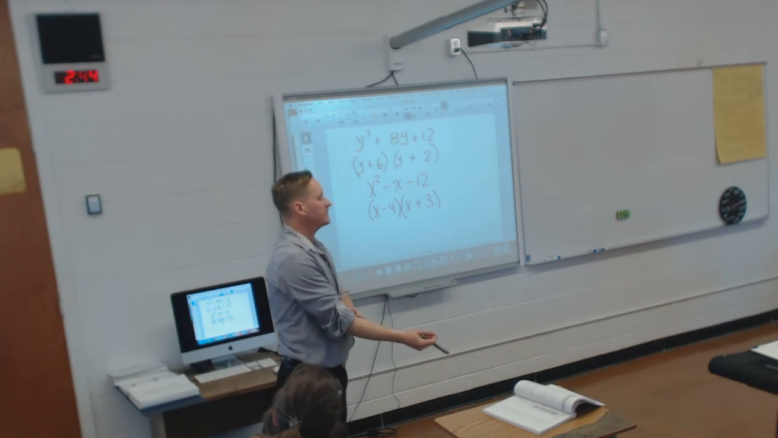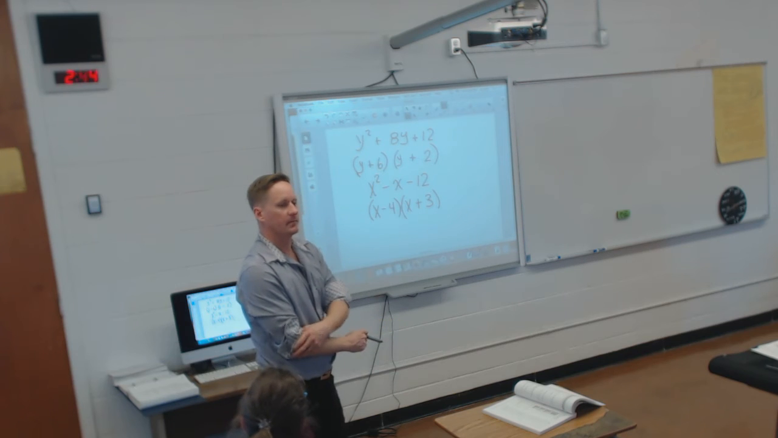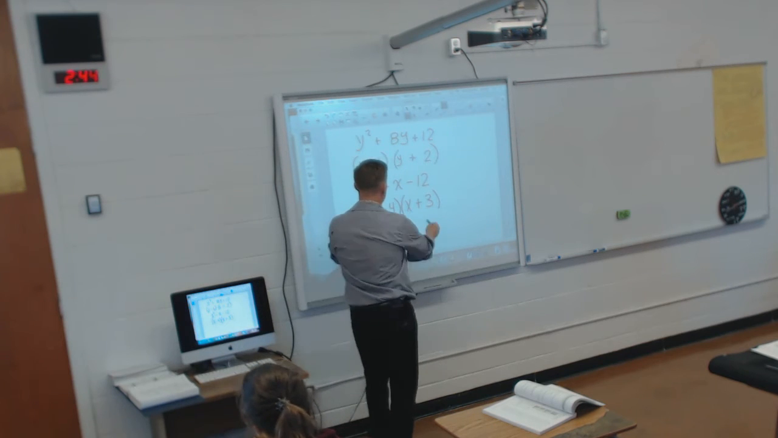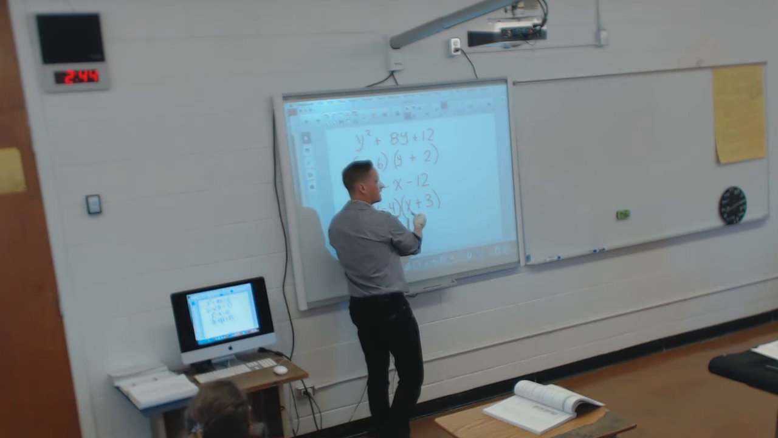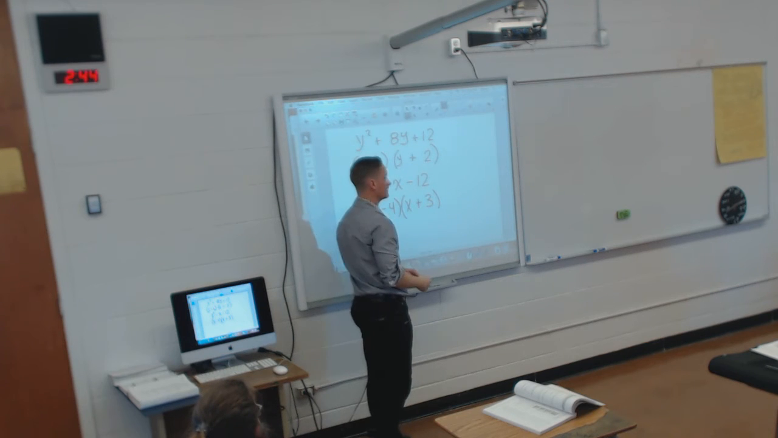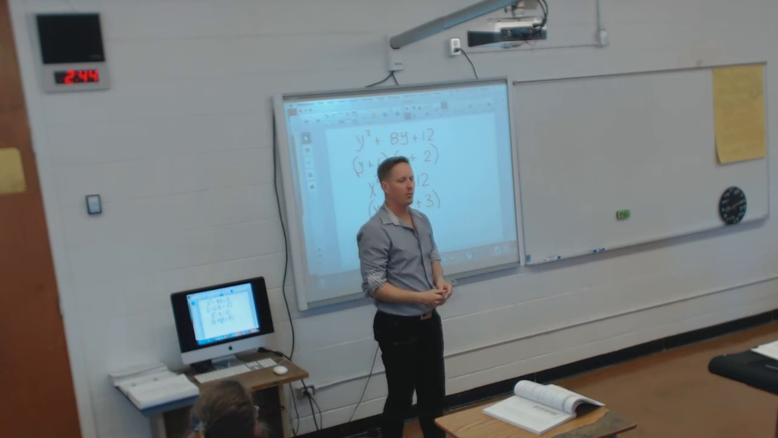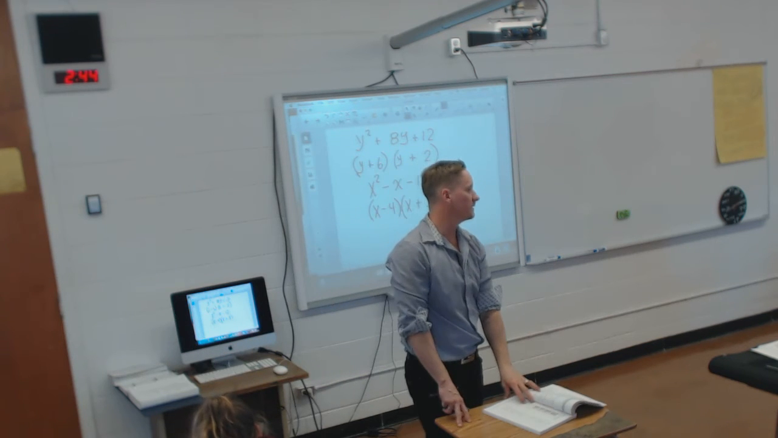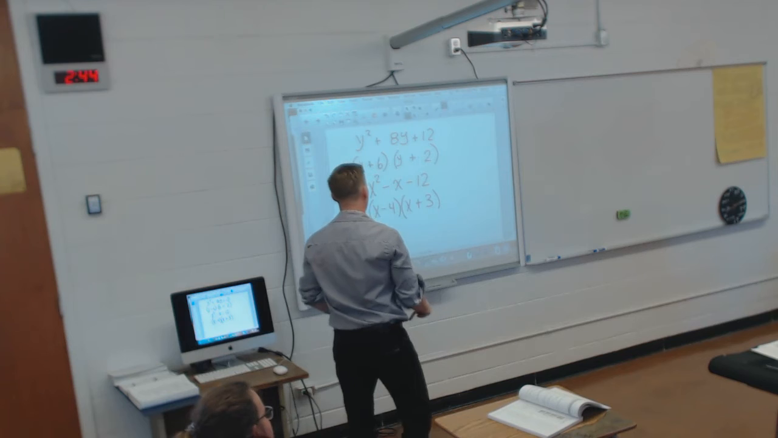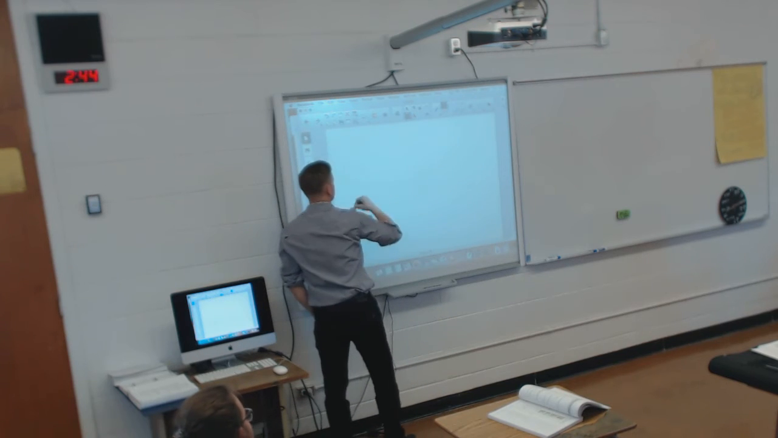What's negative 4 times 3? Negative 12. What is 3 times x? 3x. Negative 4x. What's negative 4x plus 3x? Negative 1x. Okay? Do another one.